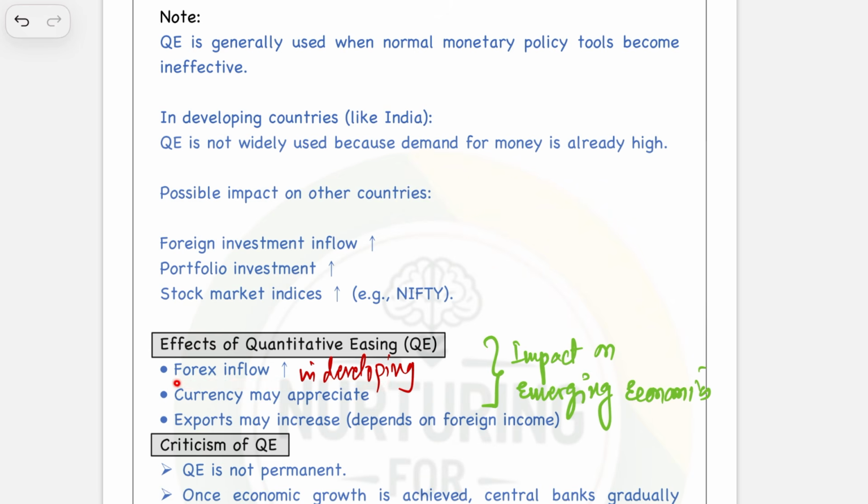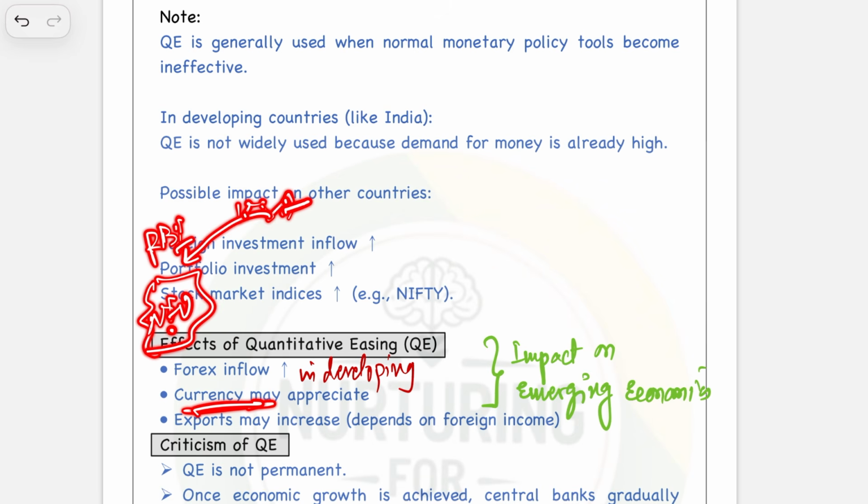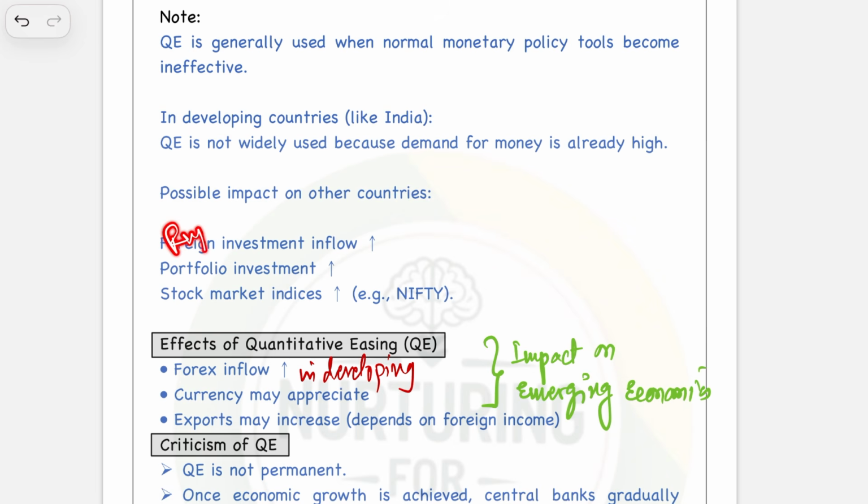And since there is a forex inflow in developing countries, it may mean that there is a currency appreciation. Why? If let's say people from USA want to invest in NFU, which is situated in India, they would have to go to RBI, they would have to exchange their dollars with the rupees, and they would be asking for rupees from the RBI to invest in NFU. So demand for rupees increases, demand for dollars decreases, and those rupees they would give to me and Naman, so that they are investing in NFU. So currency may appreciate in this case.